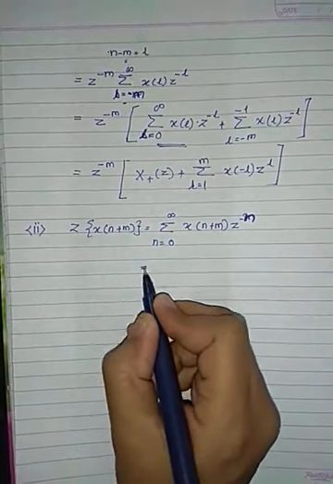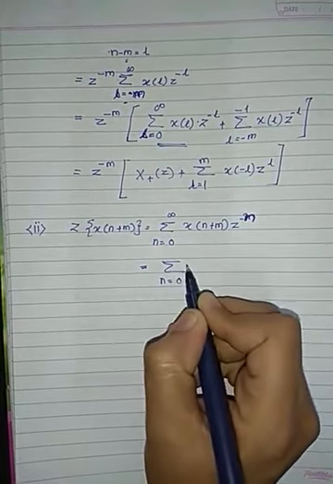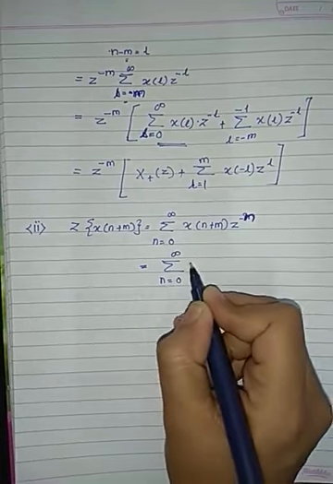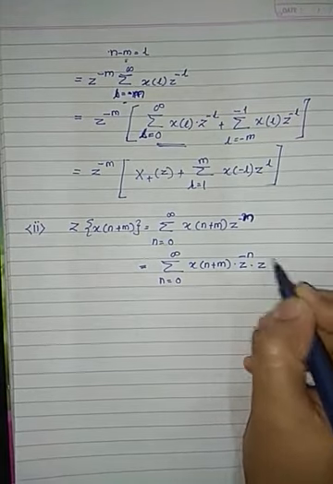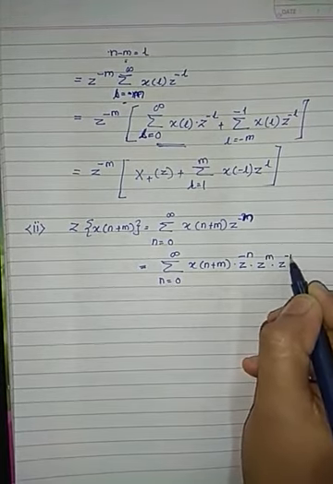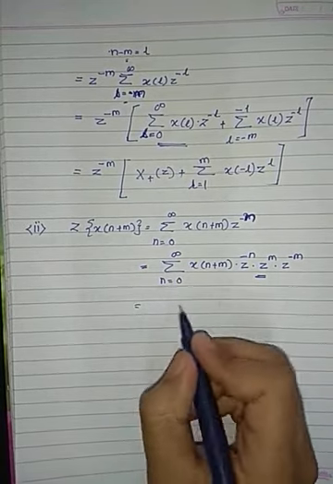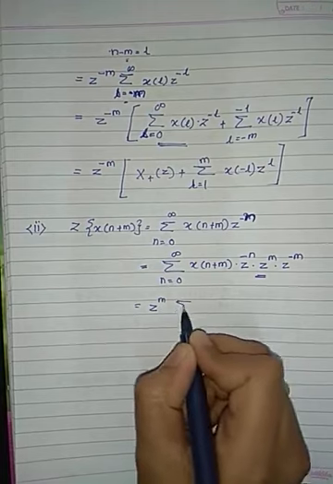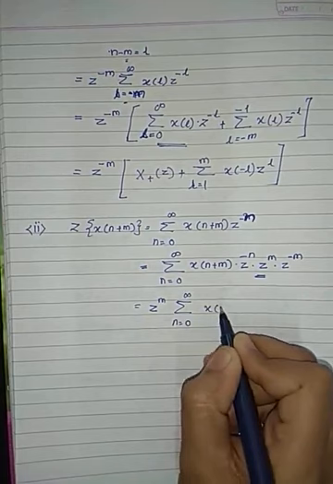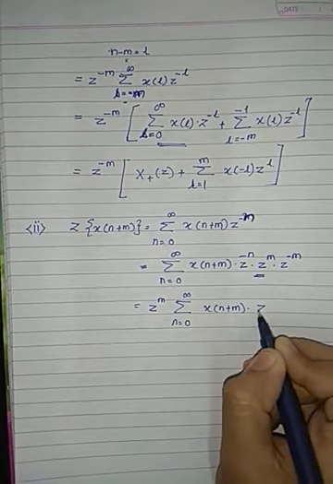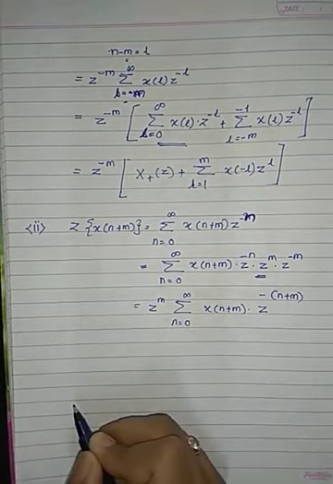Okay, now here again we are going to do the same thing. It is summation from n equal to 0 to infinity of x of n plus m into z raised to minus n, that is z raised to plus m into z raised to minus m. We will take z raised to m outside. So it is z raised to m, summation from n equal to 0 to infinity of x of n plus m into z raised to minus (n plus m).